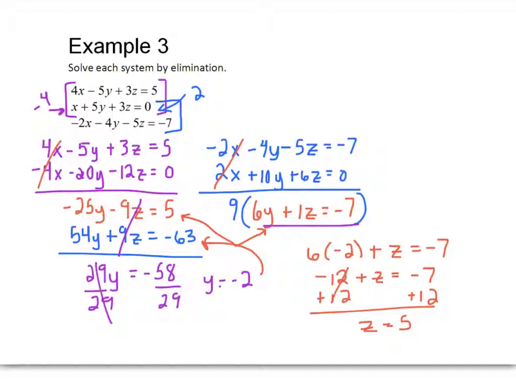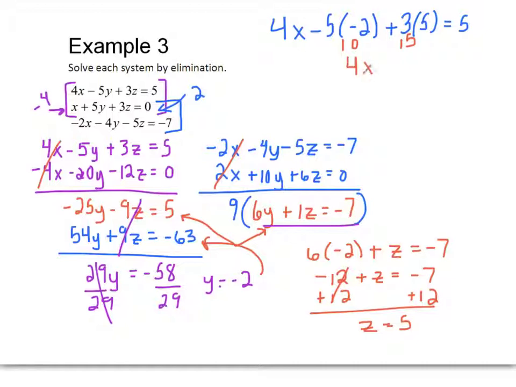Now take y and z and plug it back into one of our original three equations. It doesn't really matter which one we pick. So I'm going to pick the first one. Why not? So 4x minus 5 times y, which is negative 2, plus 3 times 5, which is z, equals 5. So I need to do negative 5 times negative 2 is a positive 10. 3 times 5 is 15. If you add those together, you get 25.